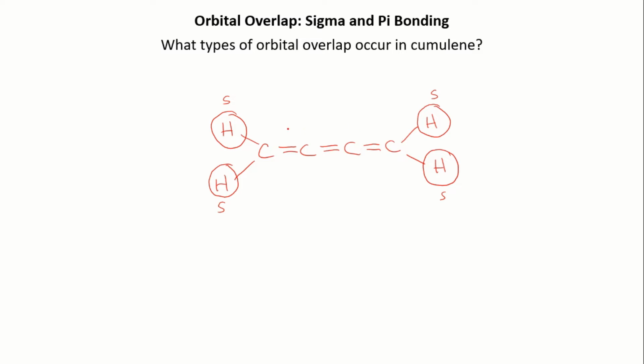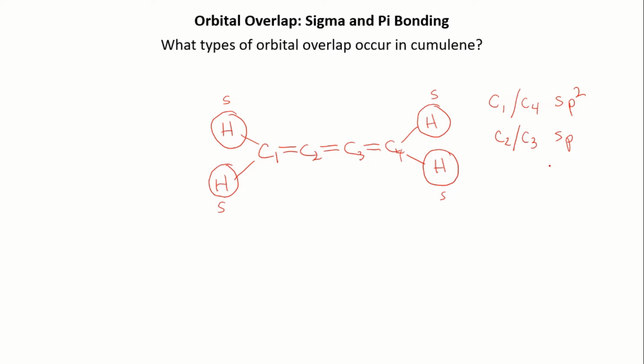These two carbons, the first carbon and the last carbon, have 1, 2, 3 electron domains. We'll call this carbon 1, carbon 2, carbon 3, and carbon 4. Carbon 1 and carbon 4 are sp2 because they have 3 domains. Carbon 2 has 2 domains, and carbon 3 has 2 domains. So carbon 2 and carbon 3 are both sp hybridized because they only need 2 electron domains.